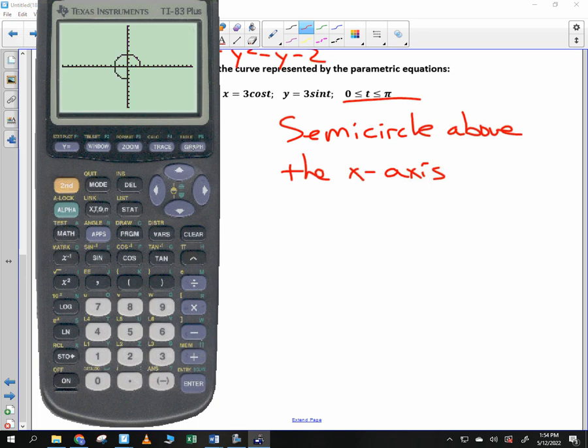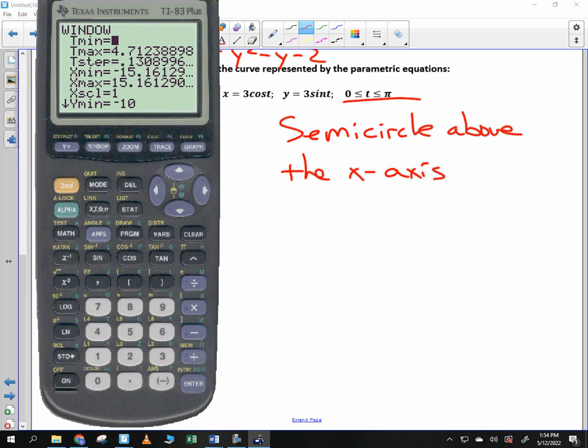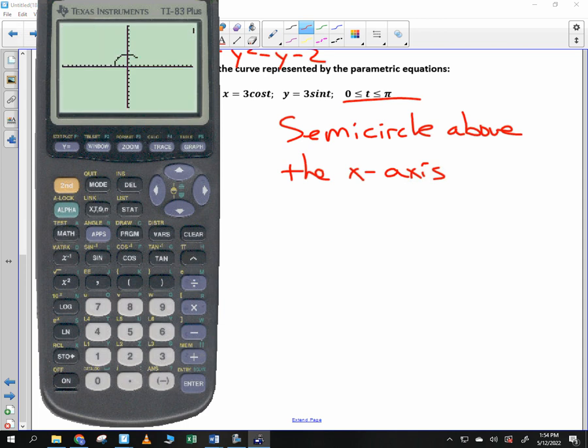Or you could even change it, say in the window, I want to go from pi over 4 to 5 pi over 4. And look at what your graph does. It gives you just those portions. Okay? So it can really control any element of the graph that you want.